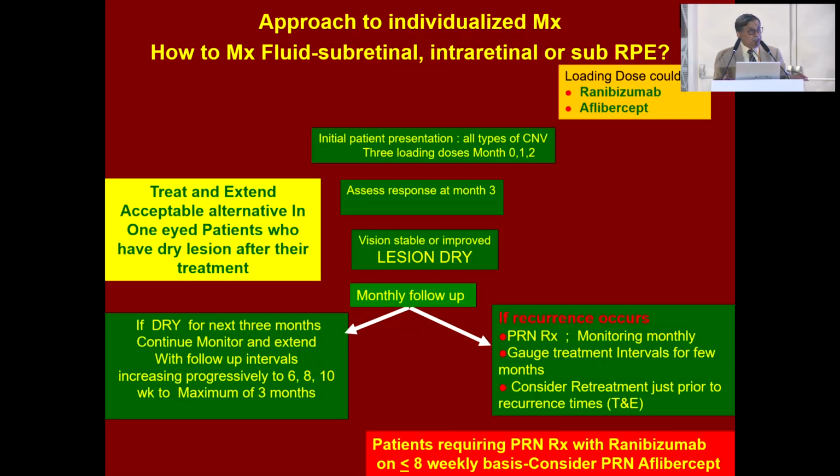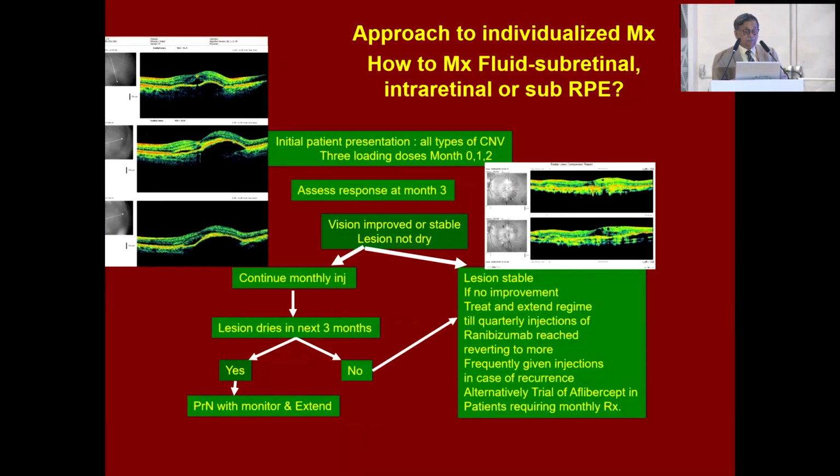If a recurrence occurs, the patient gets a PRN treatment, and over a period of the next few months, you gauge how often you are needing this PRN treatment, and then you can put him into a treat and extend regime depending on what you see is the duration which the patient is regularly requiring the treatment. If the PRN treatment is with ranibizumab and you're giving the injection less than 8 weekly, consider changing to aflibercept. The second group of patients have received 3 injections and they are still not dry.